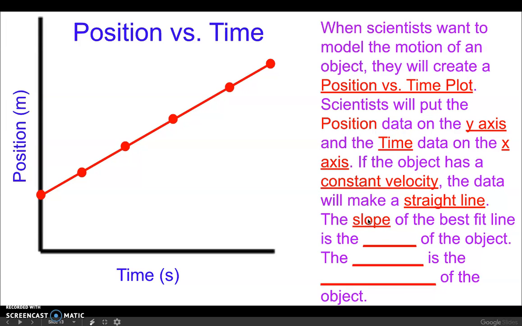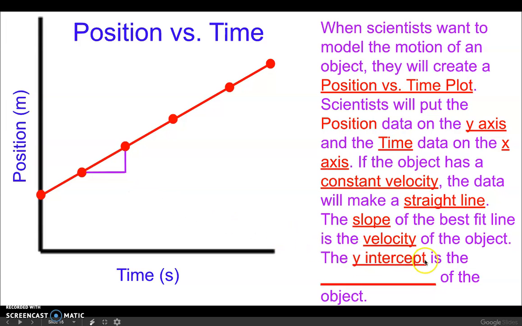The slope of the best fit line is the velocity of the object. So remember, slope, that's rise over run. So when you take the rise of the line over the run of the line, that tells you how fast the object is going. It tells you the velocity.